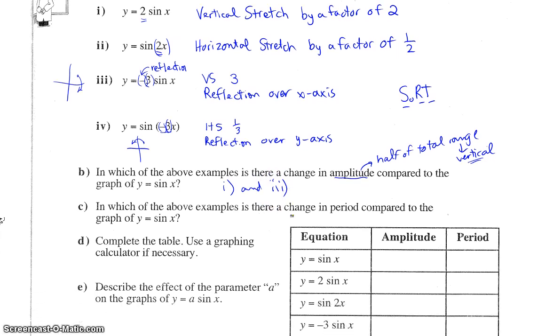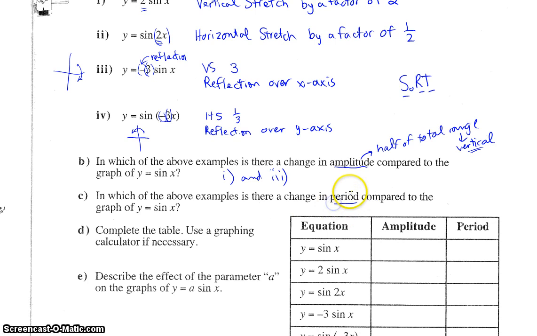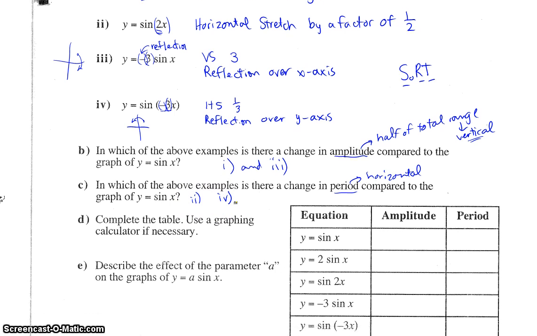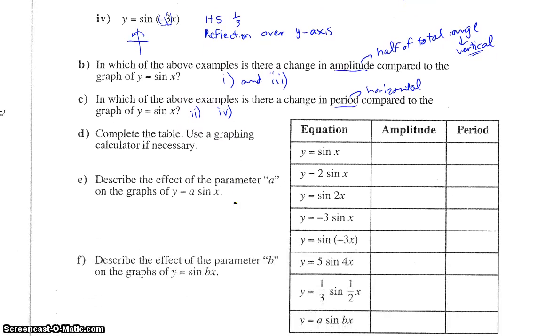Okay, next one. In which of the above examples is there a change in period? Okay, so period is a horizontal thing. So if we have a horizontal stretch, that would probably change that. And that happens in the second one and also in the fourth example. Okay, complete the table using graphing calculator if necessary.